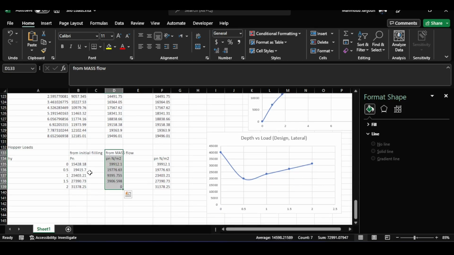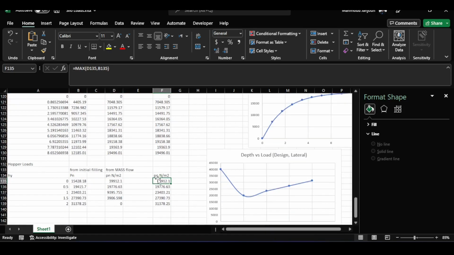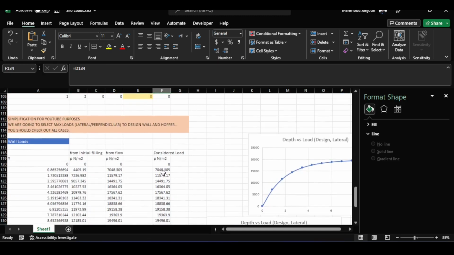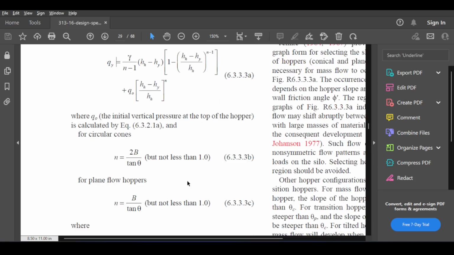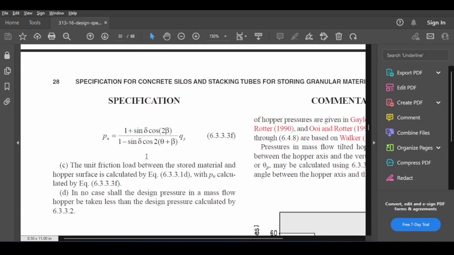And you see the strange thing. In the beginning, you see that the flow pressure wins, but then the initial filling pressure wins. Why? Now, first of all, what is this P? P is the lateral pressure measured from the mass flow. And the equation is found here, which is this equation, where we have this big thing here.